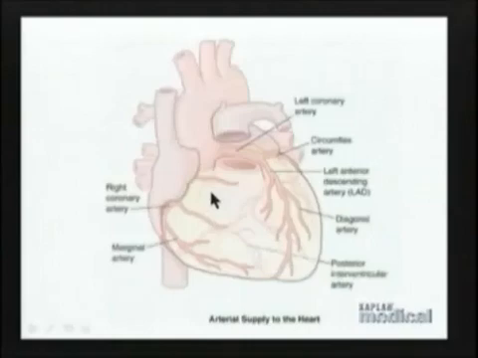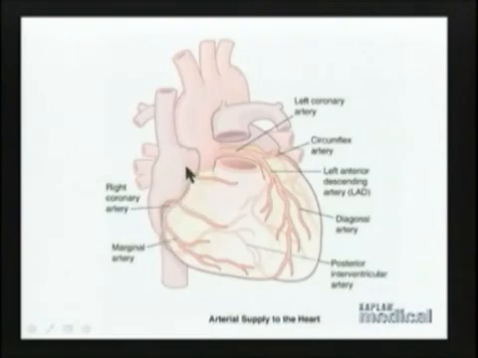Okay, let's now take a look at the blood supply to the heart. The heart is supplied typically by two coronary arteries, a right and a left coronary artery. They are both direct branches of the ascending aorta. They are the only branches of the ascending aorta. And what we see on this figure is that the right coronary artery leaves the ascending aorta from the right side, and it immediately enters the coronary sulcus. That's the right coronary artery.